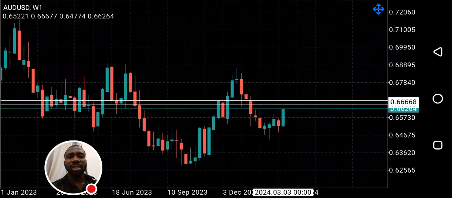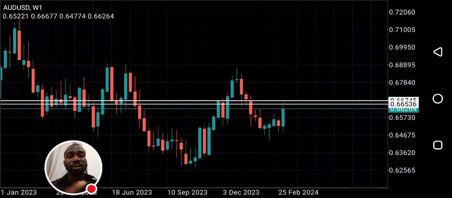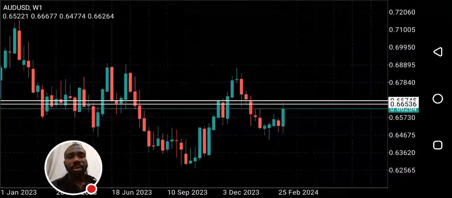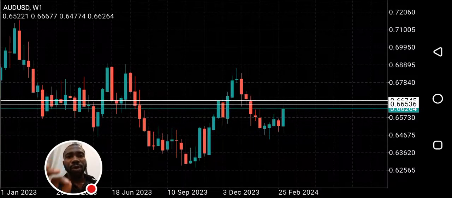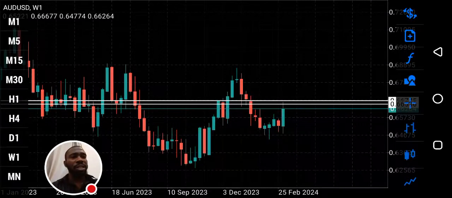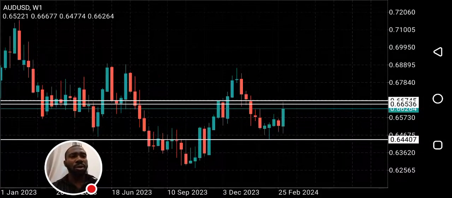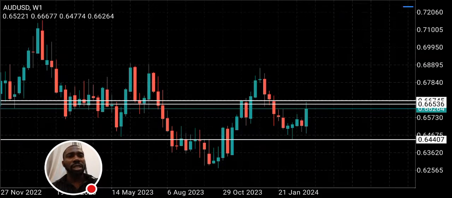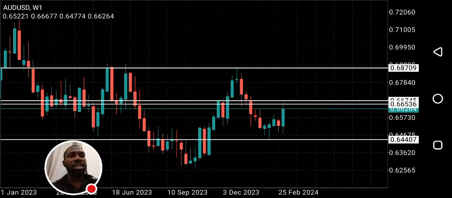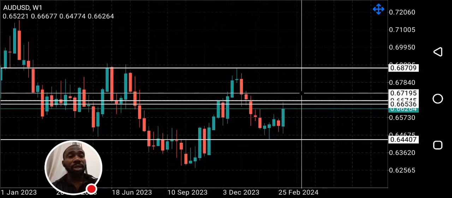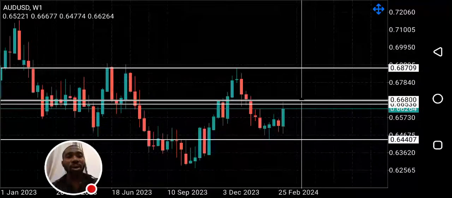The next thing we need to do is go down to the daily time frame. But before we do, we should identify areas of liquidity on the weekly time frame. We have liquidity at this low, and also at this high. So price is either going to aim for the buy side liquidity or the sell side liquidity.